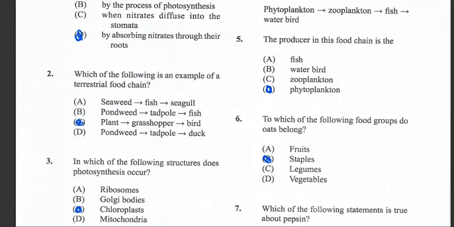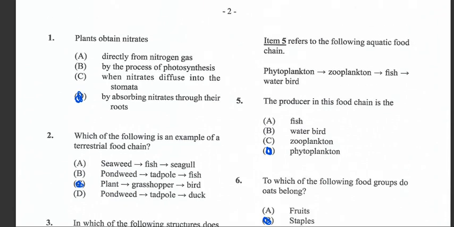Number 5 refers to the following aquatic food chain. We have the phytoplankton, the zooplankton, fish, and water bird. Number 5 says the producer in the food chain is the phytoplankton. So the producer here would be the phytoplankton.